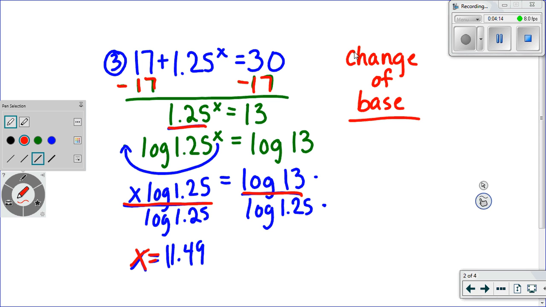So again, this is like using your change of base formula. Log of 13 over log of 1.25. If I look at this right here, I have my base 1.25 on the bottom, right here, base goes on the bottom, and then log of 13 there on top in the numerator.